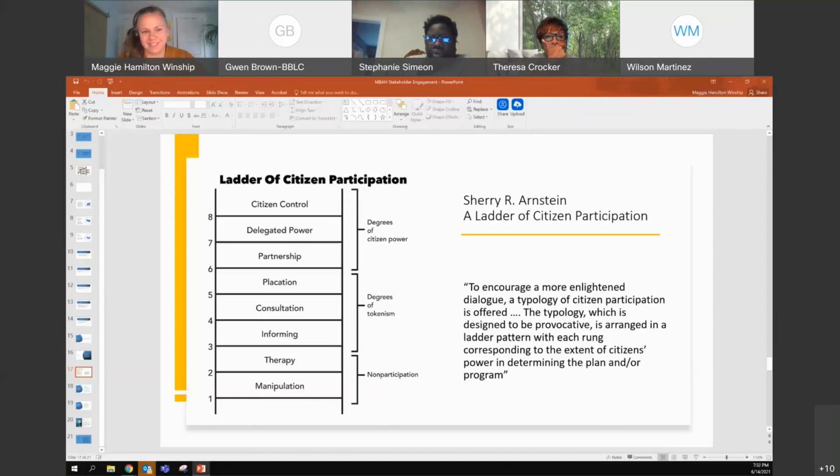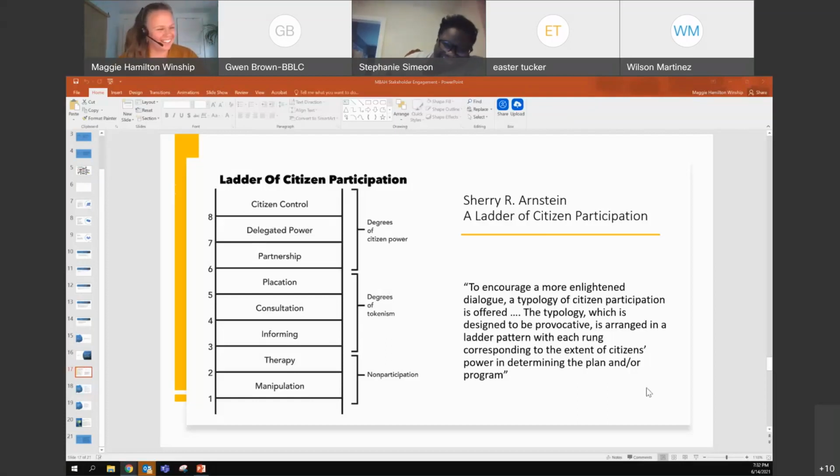Yes, it's very confusing when you go from citizen control down to manipulation with therapy in there. And my thought is that these rungs play on each other. You keep building, particularly if you're saying it like Maslow's hierarchy. That's true. So how does this fit into affordable housing? I'm gonna let Stephanie tell you about where she likes to operate. And then we're gonna see about calling Sherry.